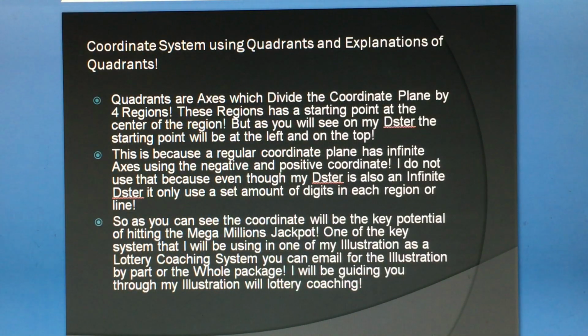The coordinate system quadrant is a mathematical system using the X and Y axis, and I will not be using negative coordinates because, even though my Dster is infinite, the numbers I use in each set are not infinite. So therefore, I do not use the negative coordinates. And it's divided into 4 regions, okay?